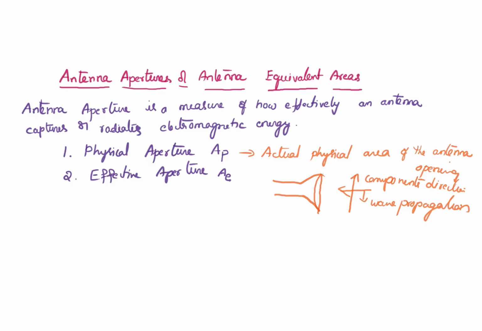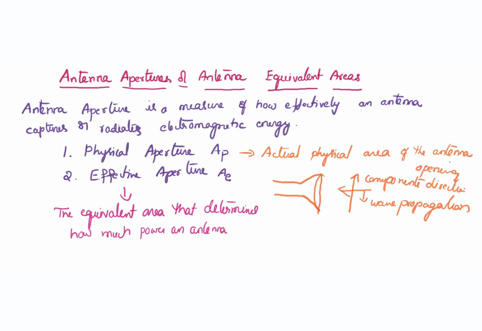And what about this effective aperture AE? This represents the equivalent area that determines how much power an antenna receives from an incoming wave. See this? So this is actually the antenna. This mouth is nothing but the physical aperture, AP.